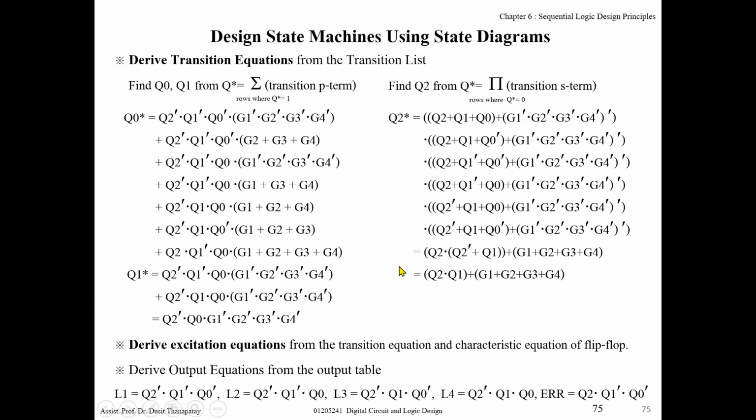If you use D flip-flops, that means D0 equals Q0*, D1 equals Q1*, and D2 equals Q2*, right? Same equation. So now you can design the next state logic F, and you can complete this state machine.